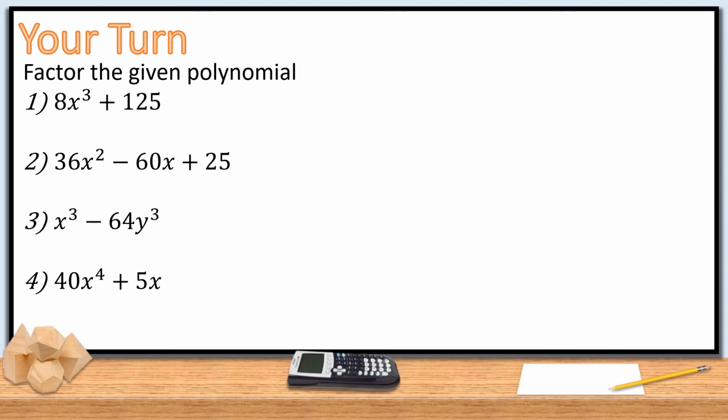All right, the 8x cubed plus 125. We saw something very similar in our example. So this would be (2x) cubed plus 5 cubed. So it's a cubed plus b cubed. So that means that we've got 2x plus 5 and then a squared minus ab. So 2x times 5 is 10x, plus b squared, 25.